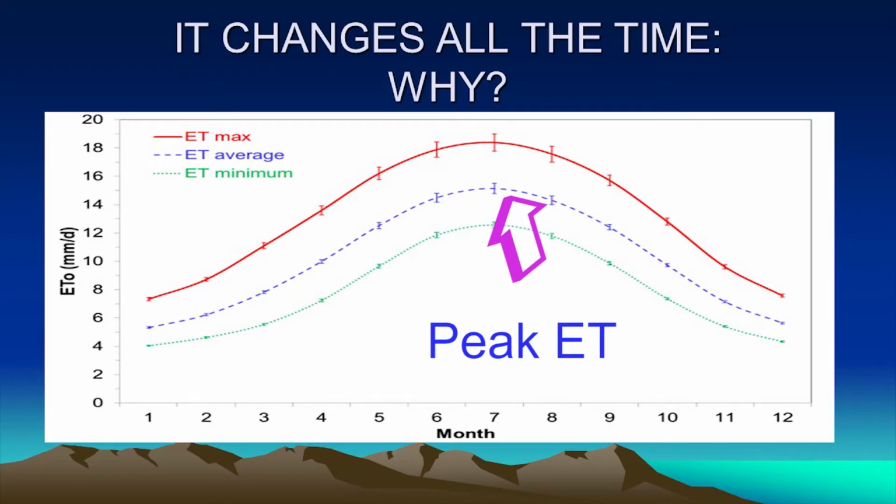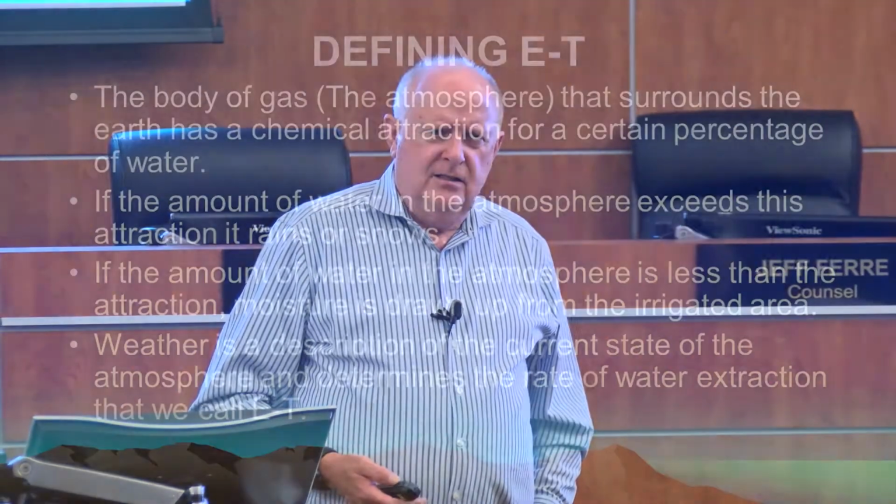That's the peak water use. And you know all this intuitively, in a sense, because you know you've got to water your plants more often in the summer when it's really hot than you do in the winter when it's really cool. So ET is always changing. And what that translates into is, in order to irrigate efficiently and replace the water lost by ET, you've got to be changing your clock a lot.